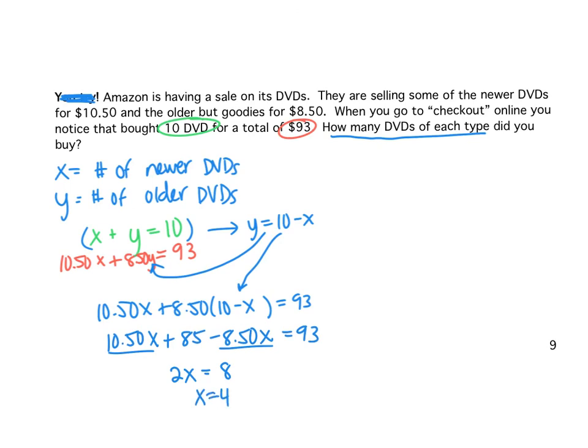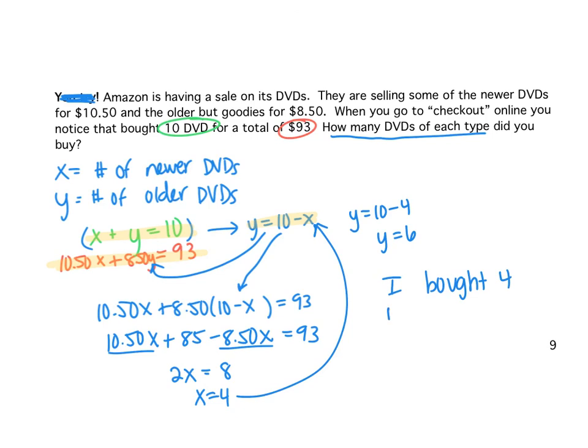Now if we're looking to find y, we can use the green equation, the red equation, or the y equation. I'm going to use that y equation. So my y is equal to 10 minus x. My y is equal to 6. Again, I need to write a sentence, so I can say, I bought 4 newer and 6 older DVDs.